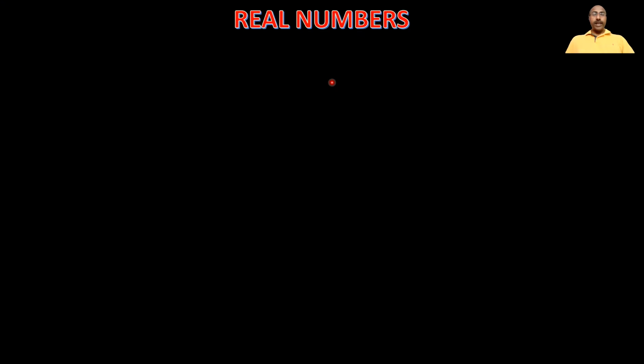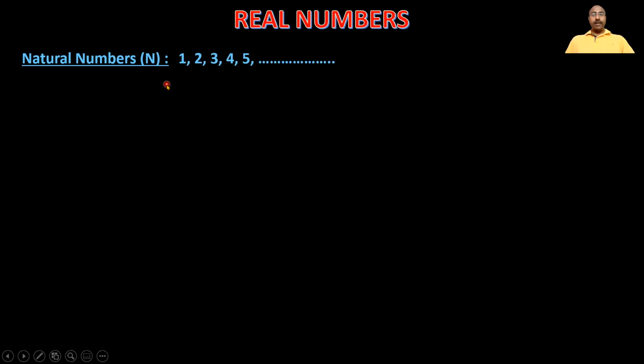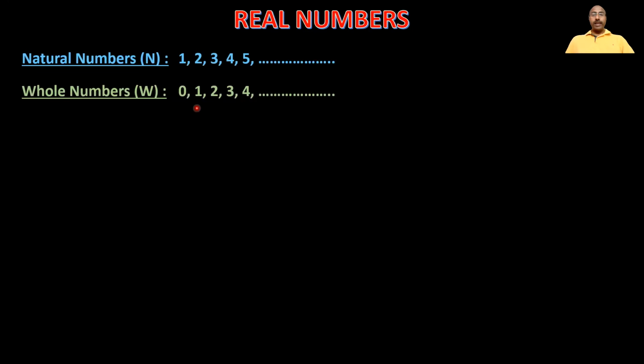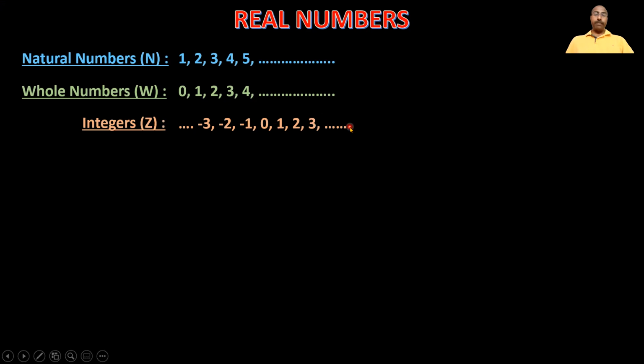We know that the natural numbers are denoted by N, and the numbers start from 1, 2, 3, and there is no end to natural numbers. The whole numbers are denoted by W, and whole numbers start from 0, and they are also infinite. Integers are denoted by Z, and there is no starting number and also no end number for integers. We have positive integers, negative integers, as well as 0 in integers.